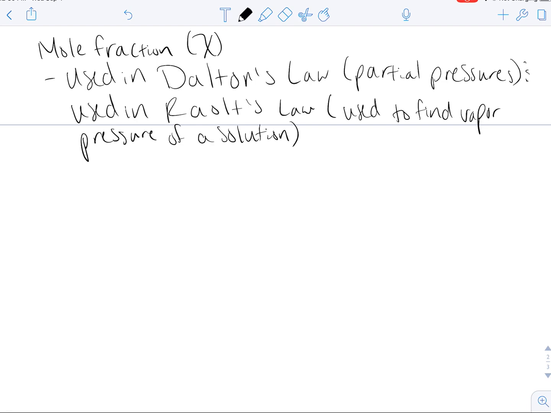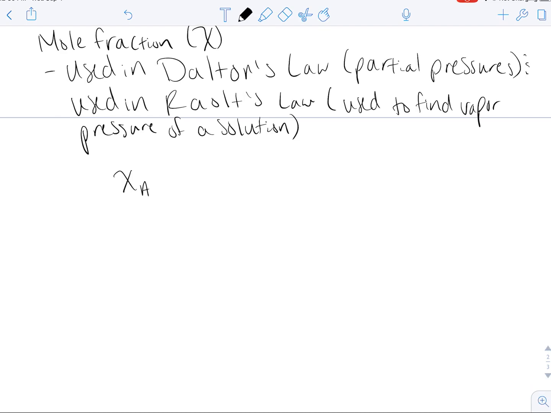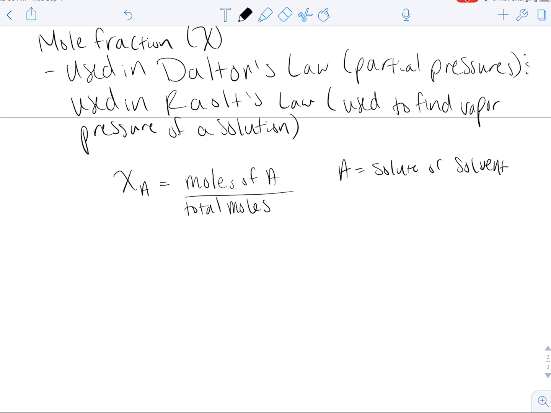So with mole fraction, you're just talking about the mole fraction of any substance. So it could be solute or solvent. So you have mole fraction of substance A is equal to moles of A divided by the total number of moles. Okay, and A can be solute or solvent. Doesn't matter what part of the mixture it is. It's A. Okay.